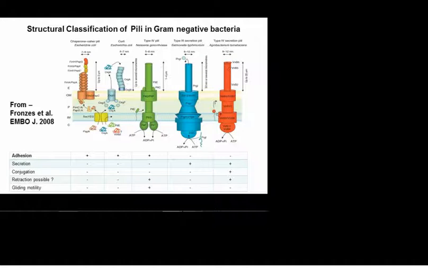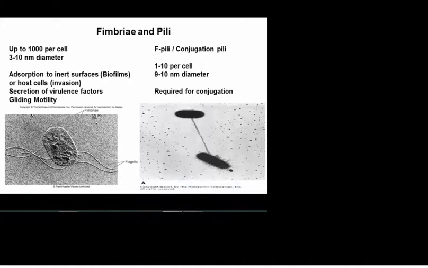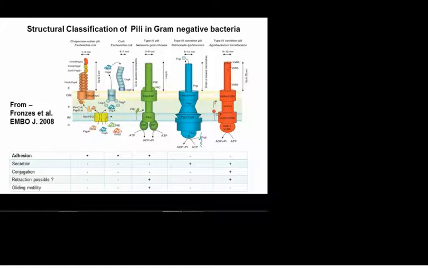And so, well, proteins or DNA molecules can be secreted. So type 4 secretion pili, the conjugation pili, F pili, they're a specialized type of type 4 secretion pili. So these are the ones that are involved in transfer of DNA between bacteria.